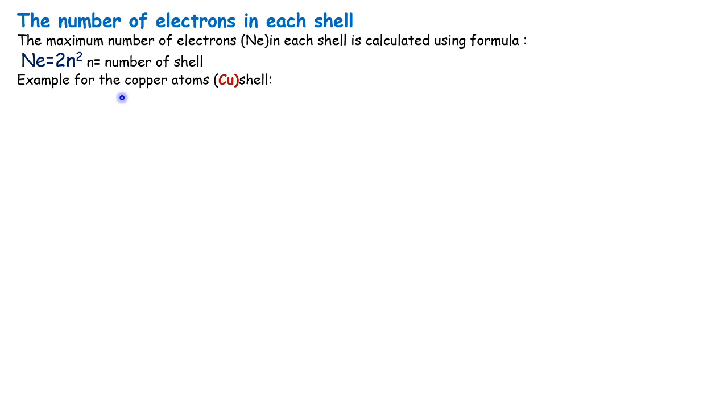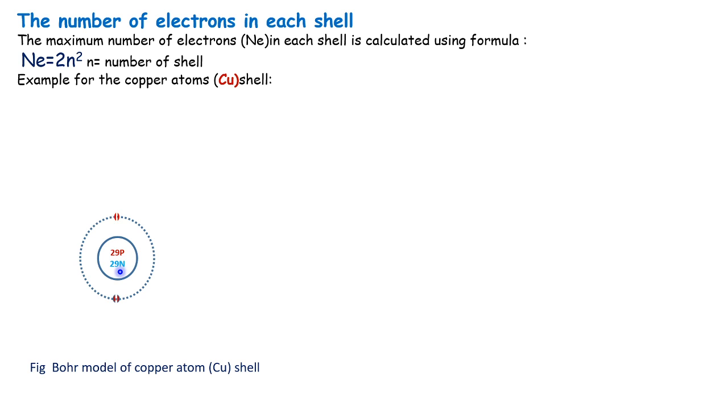Let us take the example of the copper atom, that is Cu. As we know, the Bohr model of the copper atom Cu is like this. At the nucleus, the atom of Cu has 29 protons and 29 neutrons. Now in the first orbit, as we know, there are 2 electrons. Now how is it determined?